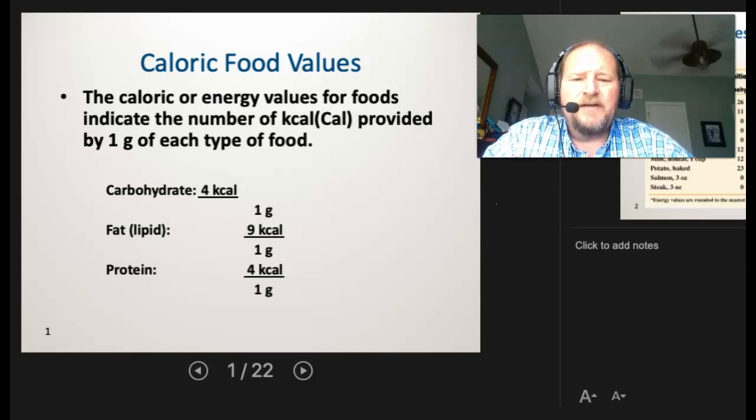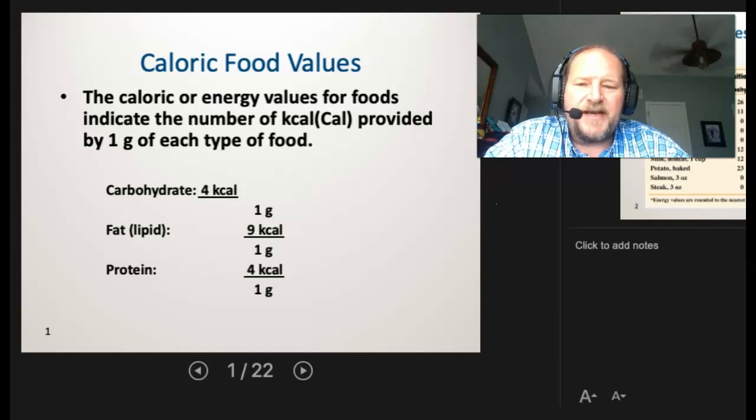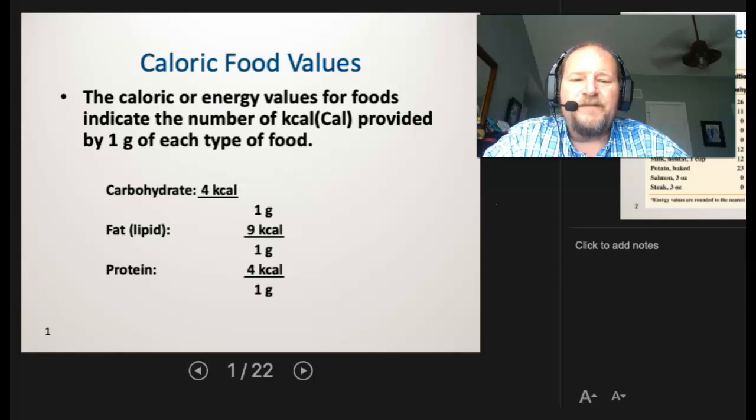All right. So we left off looking at caloric values being transferred from food calories to heat calories. So next thing we want to look at is caloric food values. And hopefully we're pretty familiar with this.